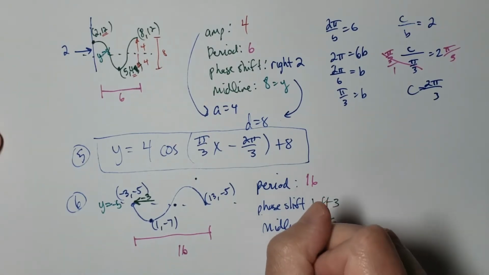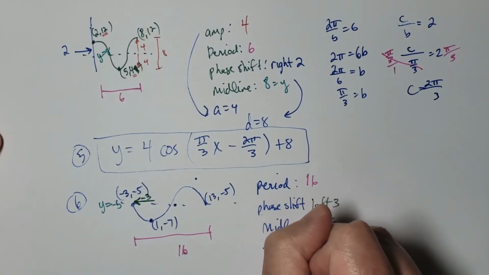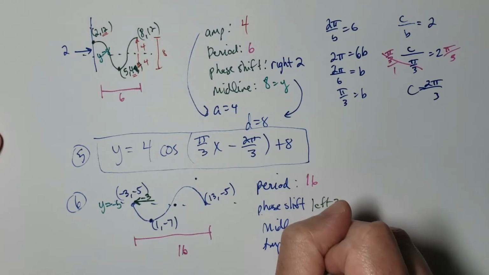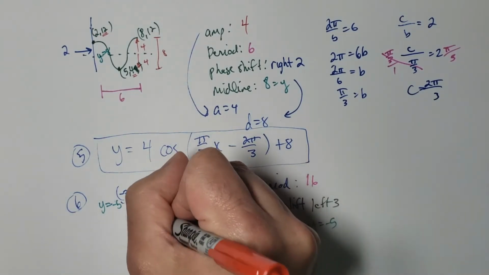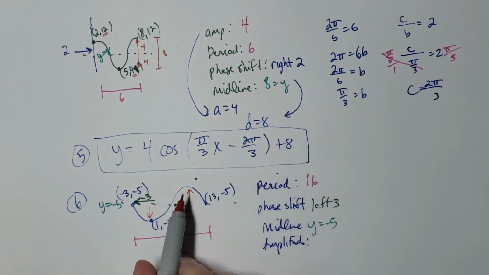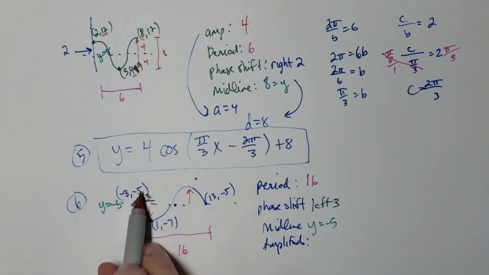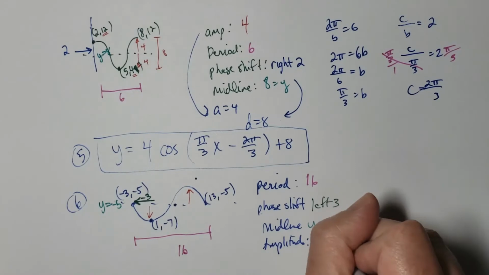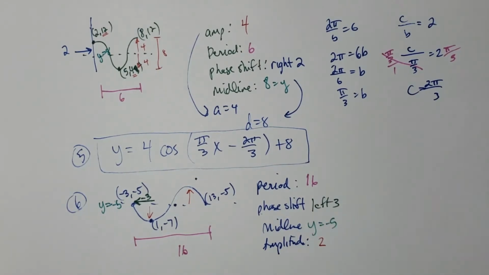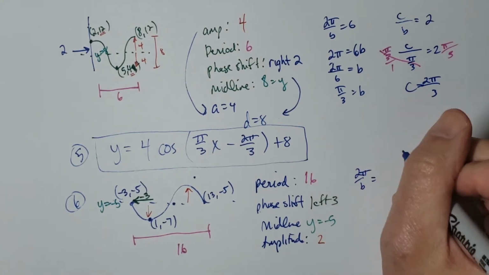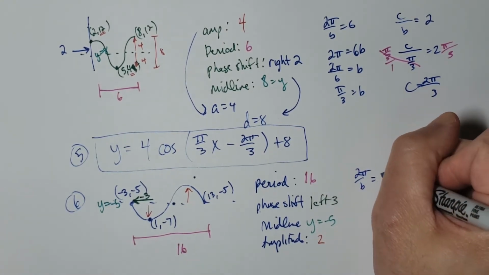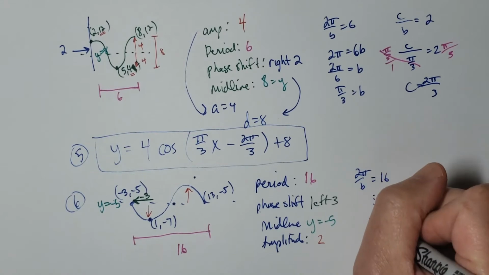And then finally the amplitude would be the distance from the midline down or the midline up. Well, we don't know anything about that point, so we got to do it here. We went from -5 to -7. That means the amplitude is 2. And so then we can do 2 pi over b equals period, which is 16. Save a little time here.